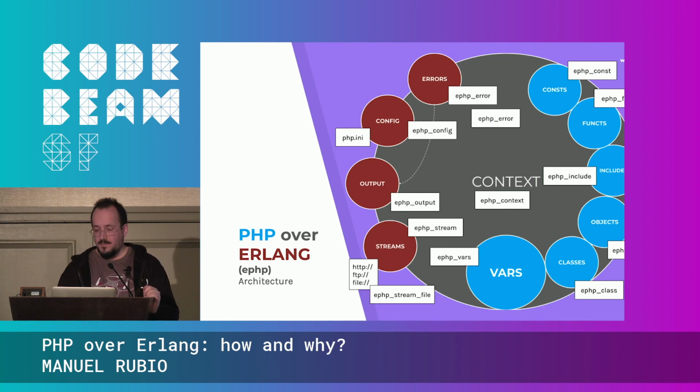In the architecture of ePHP, every part that is related to those cycles, I was creating as one module inside of ePHP, and this is built in Erlang. That is why they are ePHP underscore and the name of the cycle. So you have variables, the creation of different streams, for example, the handling of the output, the configuration, the handling of errors, the use of constants, the definition of functions, inclusions, objects, classes, and variables.